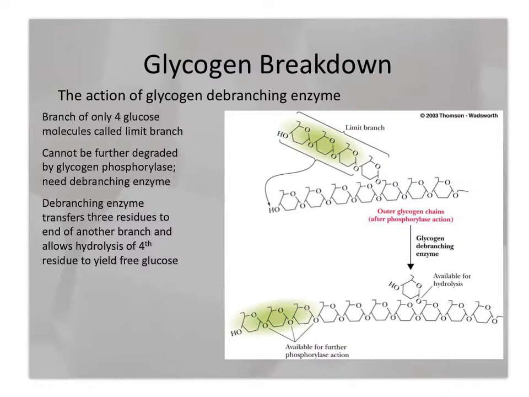So debranching enzyme is the one that debranches the glycogen branches. Arms. I don't know how else to say it.